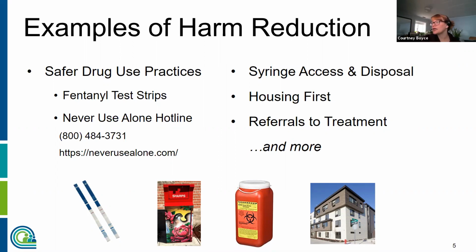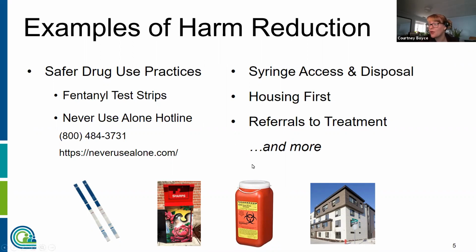Another aspect is syringe access and disposal. When we look at disposal, that's reducing sharps litter. That's making sure that we're utilizing our waste disposal services appropriately and potentially reducing inappropriate needle sticks. This example right down here, this little tiny red bin, is an example of a home sharps container that is available through the Idaho Harm Reduction Project. And they give that out to anybody who requests or might need one.